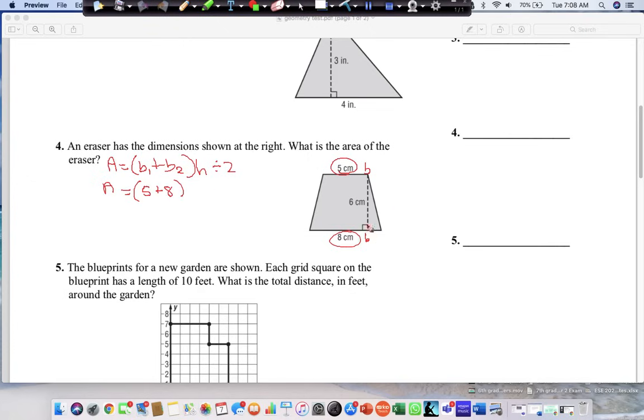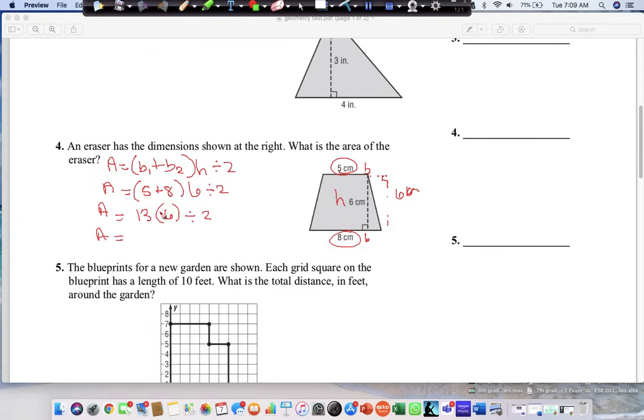Our height is always the number in between the two bases, okay? It may be on the outside. Sometimes they'll do it like this, where they'll have a dotted line on the outside of your shape, and then they'll say that the height is 6 centimeters in this case. But it's always going to be the number in between your two parallel sides, okay? So our height is 6, and then we will divide by 2. Okay, so now we have 5 plus 8, and 5 plus 8 gives us 13. And then we have times 6, divide by 2.